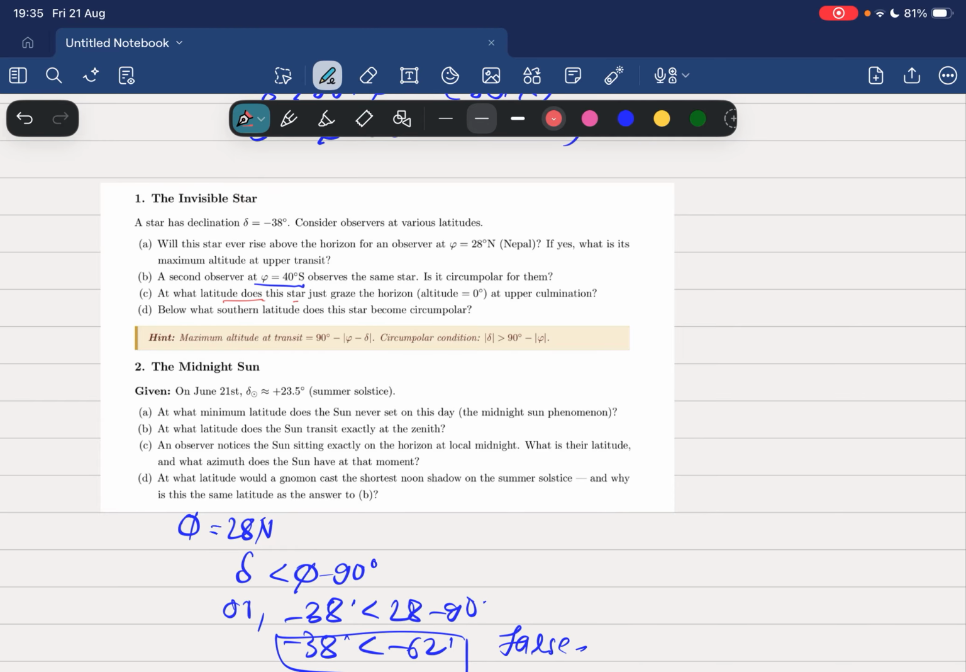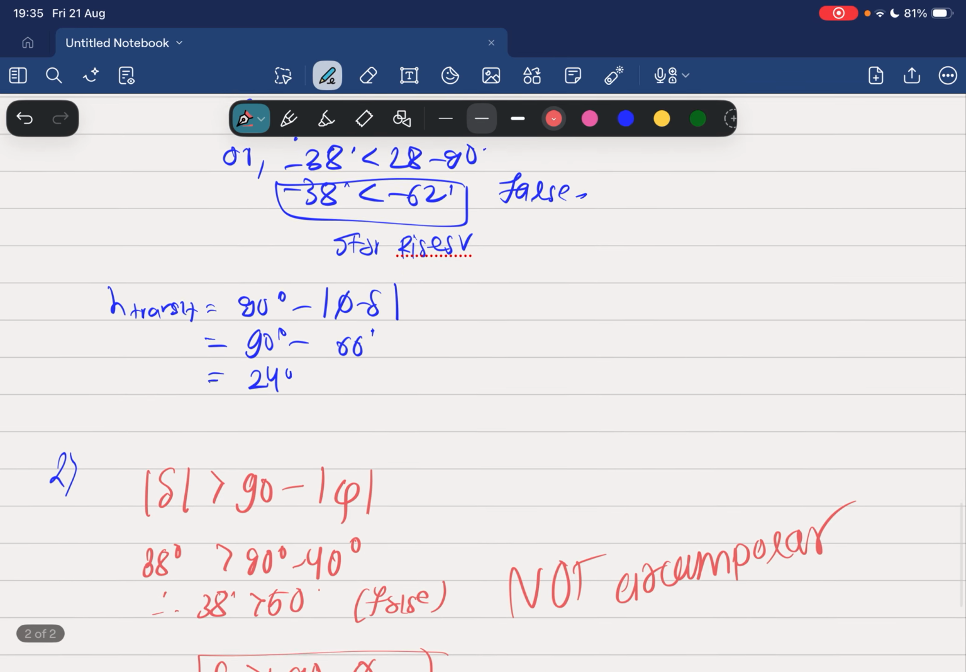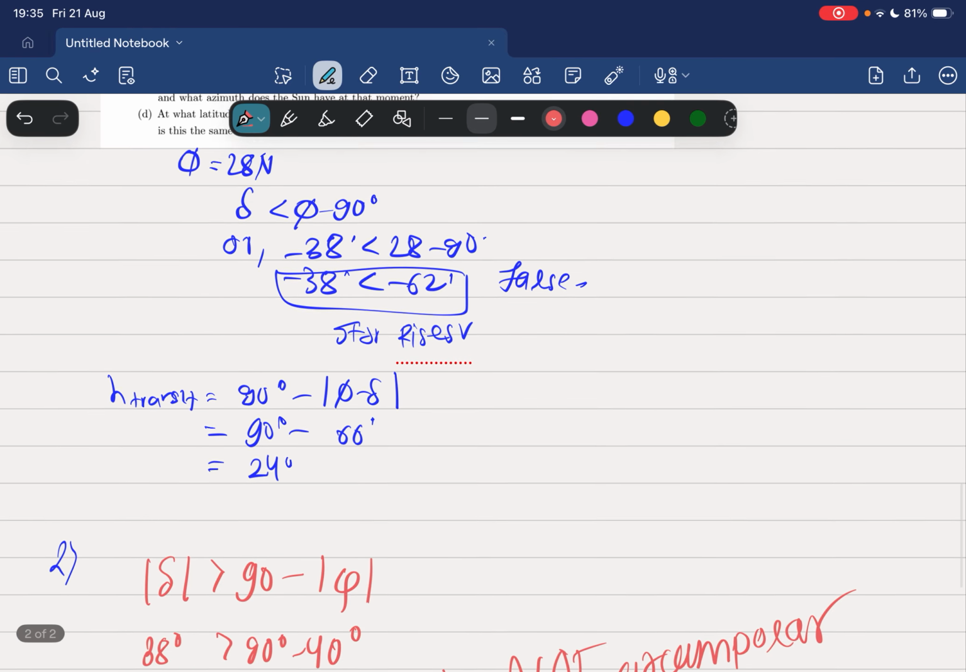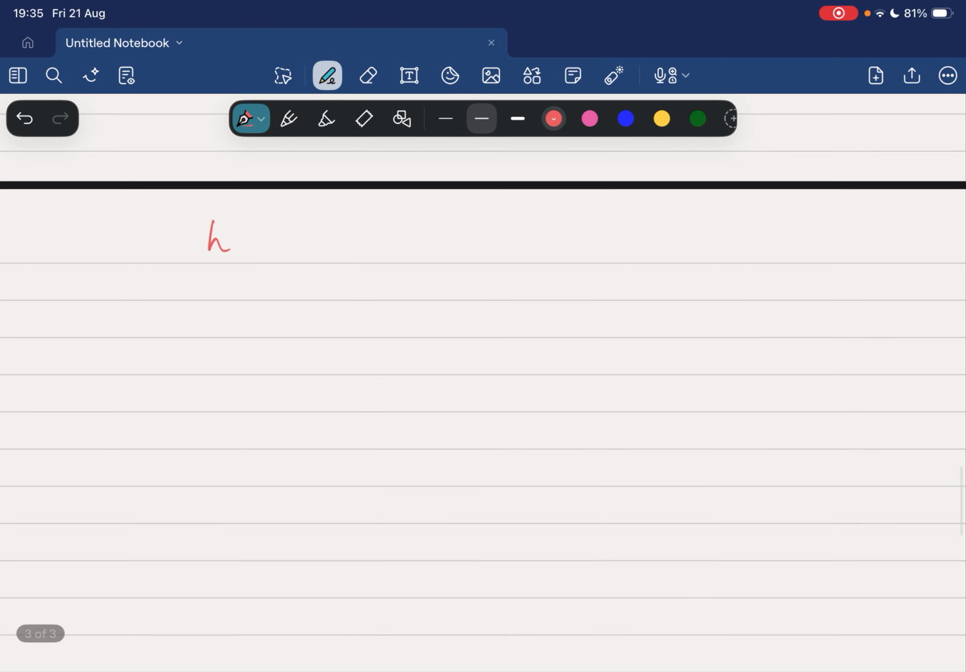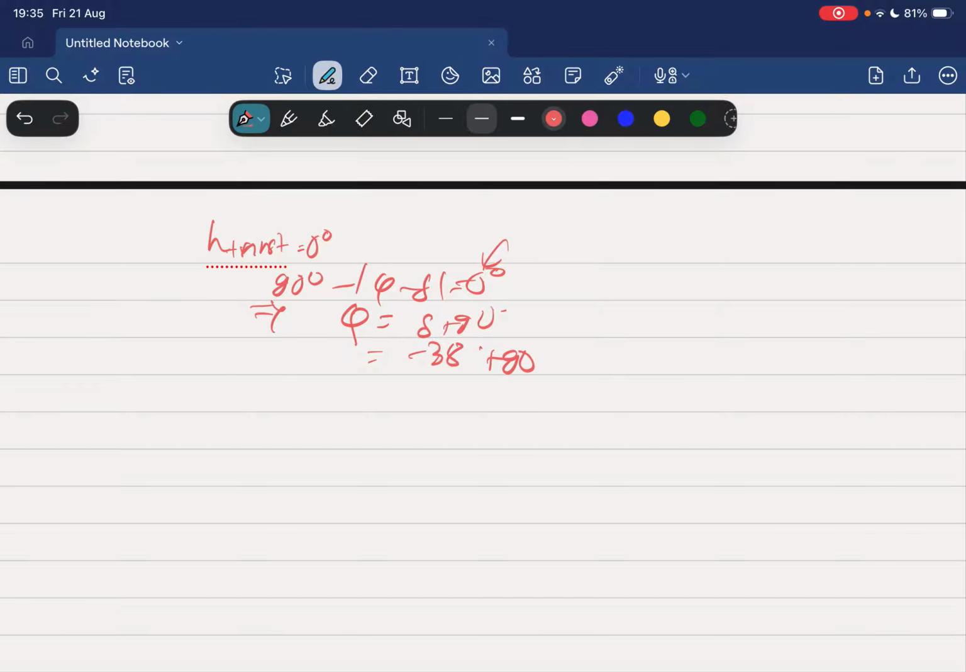At what latitude does a star just graze the horizon? Just grazes the horizon at upper culmination. That means the altitude at transit is 0 degrees at culmination. Therefore by this formula, just put in the transit value right here, and phi will come as delta plus 90. Therefore we have minus 38 plus 90 degrees. It will be 52 degrees north.